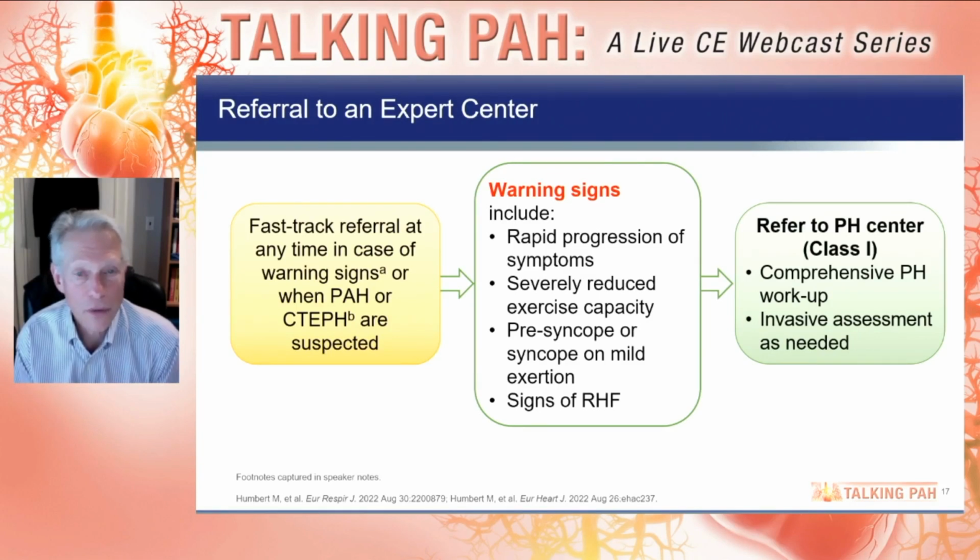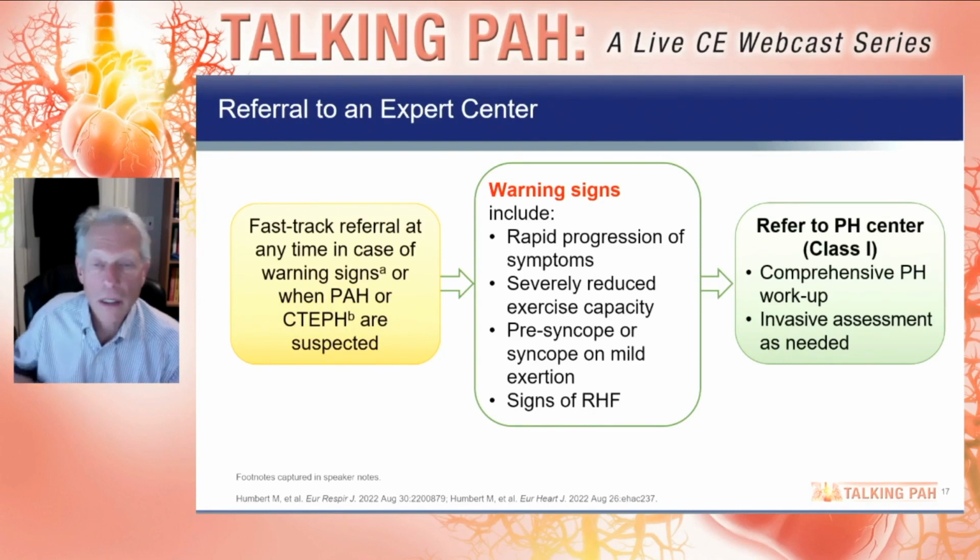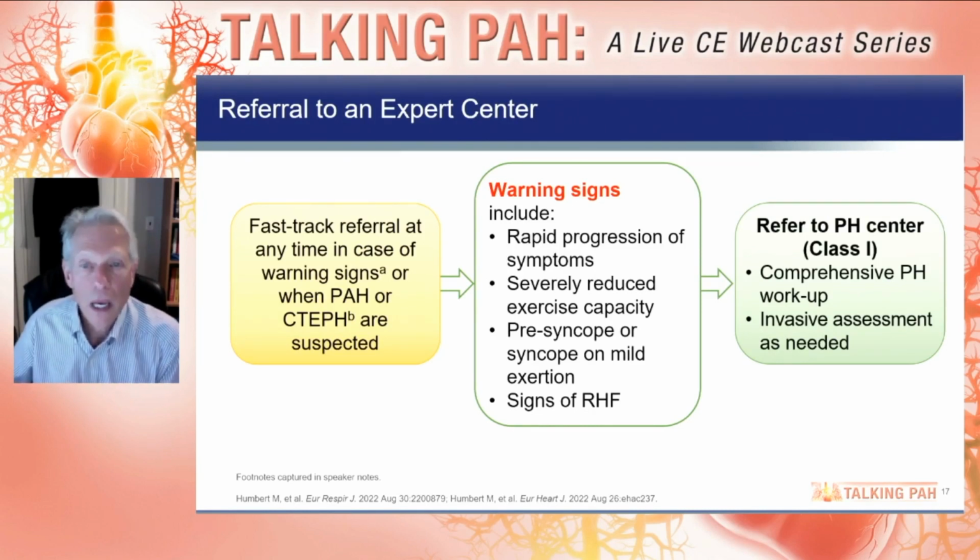Certainly anyone who has symptoms of pre-syncope, and very concerning if they should have syncope, always raises a red flag for us. And then on physical exam, any signs of right heart failure, such as lower extremity edema or ascites, can be very concerning. So I think the easiest thing is a referral to a PAH center where we're able to do a very comprehensive, efficient, and fast evaluation so that we can get that patient on therapy as soon as possible.